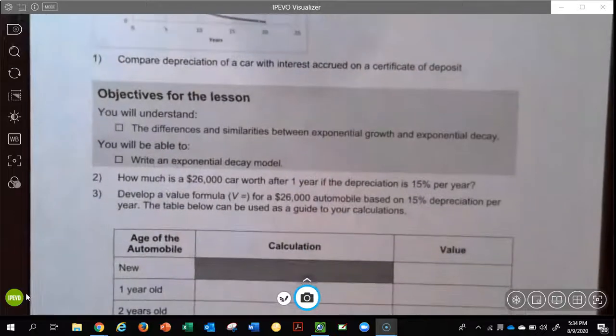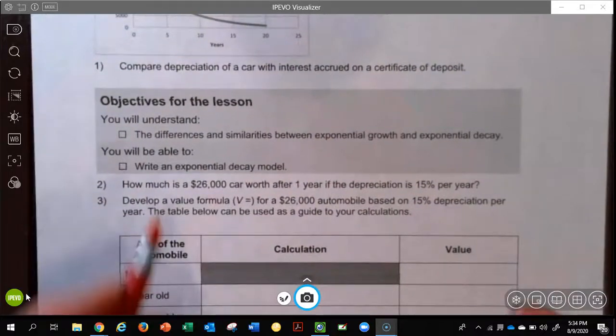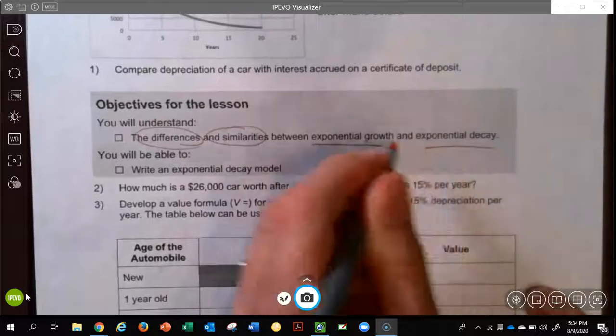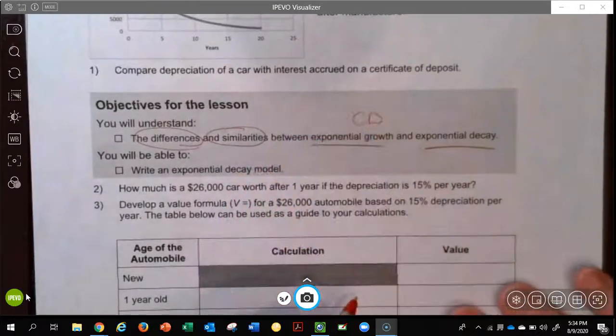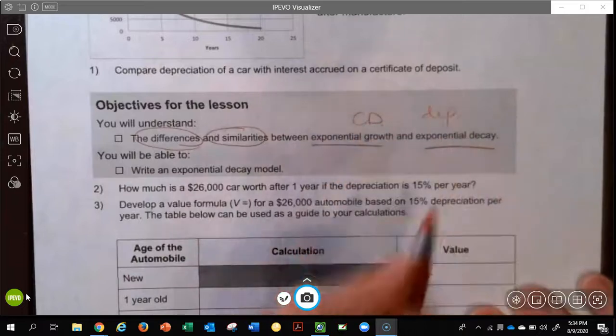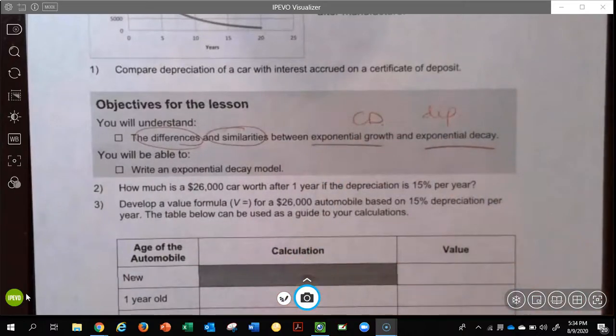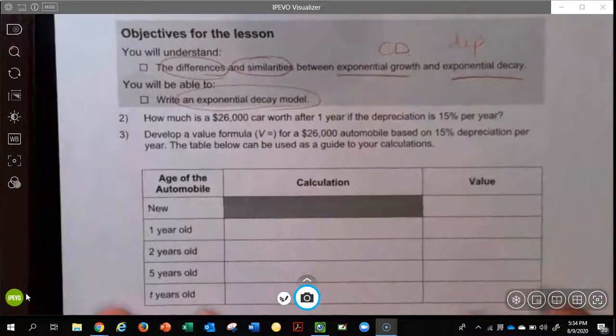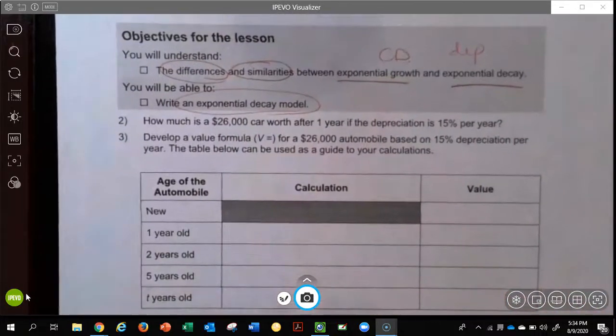So it's always good to read our objectives. We're going to understand some differences and some similarities about exponential growth and decay. The growth came in on our CD. Decay is going to come in on the depreciation of a car. That's an example. And then it says, let's write an exponential decay model. So starting right here at question 2.